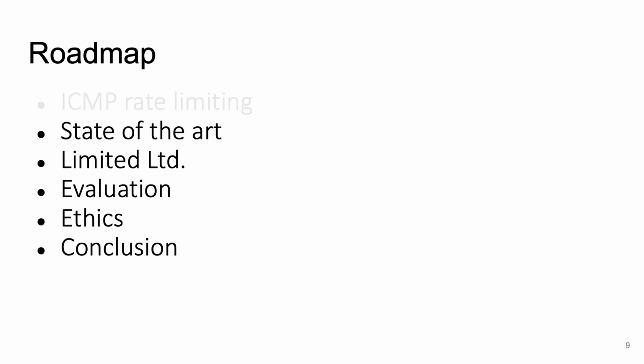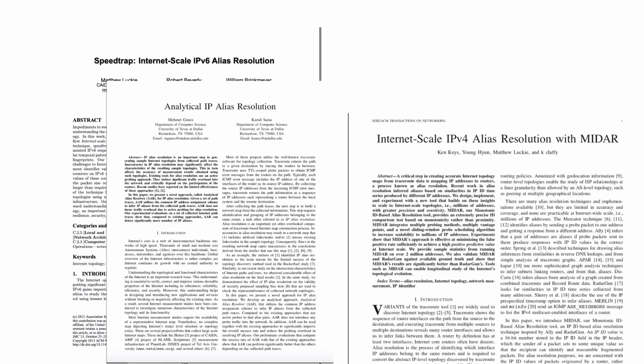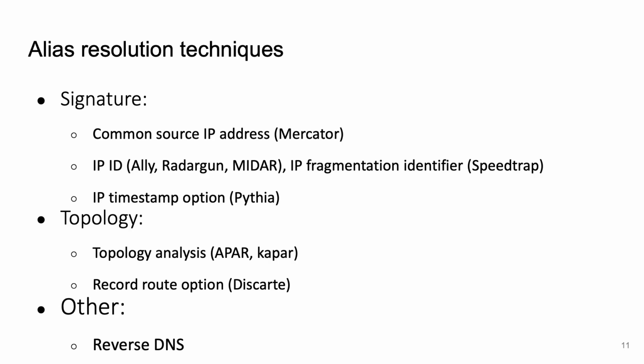So now that I've described ICMP rate limiting concepts, let's first step back and have a look at the current state of the art in alias resolution. Alias resolution has been widely studied by the community, and it has a lot of contributions. And the question is really, is it possible to make a contribution in this area, given all of the work that has been done, both for IPv4 and IPv6? So before starting our work on alias resolution, we looked at whether there was still room for improvement in this area.